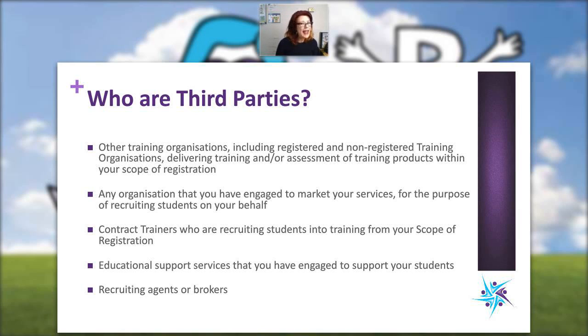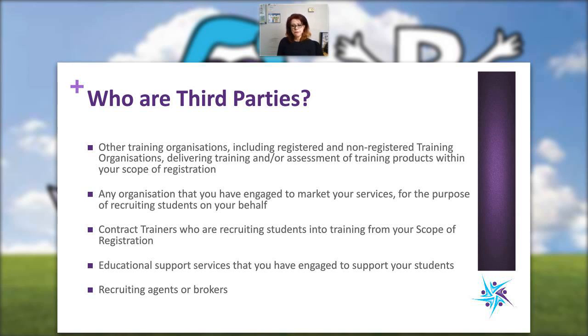So it's anybody delivering training and or assessment under your scope of registration, and the RTO must be issuing the certificates for those qualifications or statements of attainment under your scope of registration. No one should ever be issuing any certificates or qualifications from your scope of registration. It should always be the RTO that is doing that. So basically, is anybody, third-party arrangement, could be an RTO.